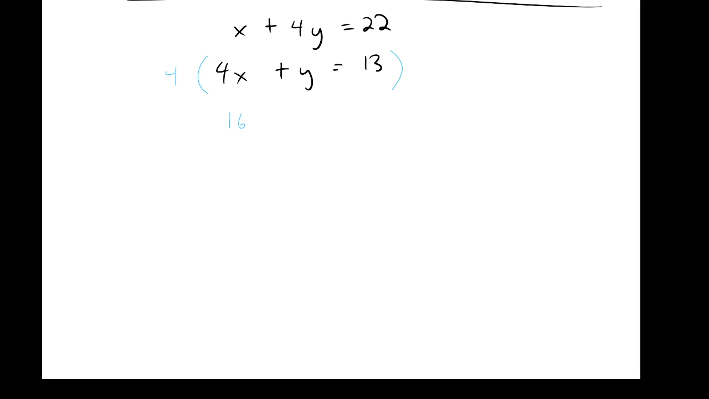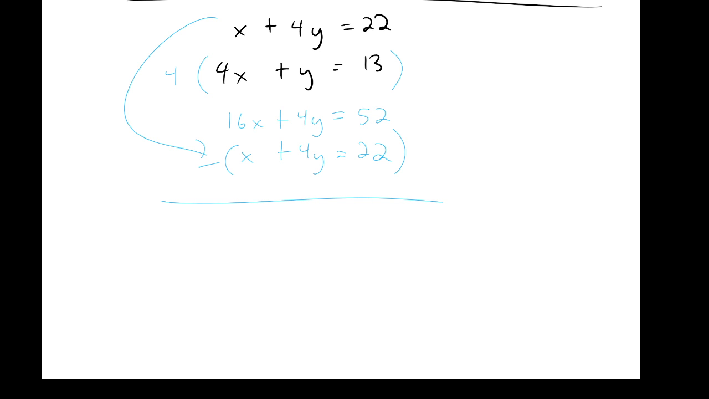X times 4x is 16x plus 4y equal to 13 times 4 is 52, which is like a deck of cards. All right. Bring this guy down here just so I can stack them. X plus 4y is equal to 22. And then I need to subtract. Okay, and it works like this.